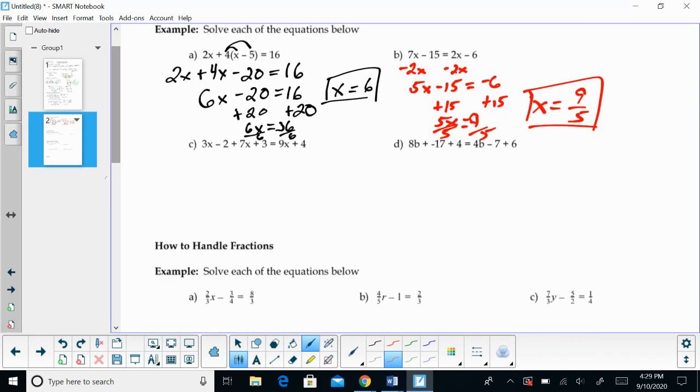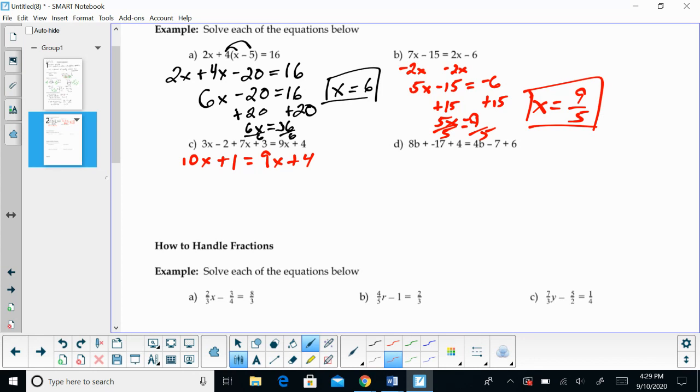Scrolling down just a tad, we'll look at example C. Here I've got some like terms on the same side. So I'm going to go ahead and combine those. 3 plus 7, 10x. And I'll go ahead and combine my constants too. Negative 2 plus a 3 would be plus 1 equals 9x plus 4.